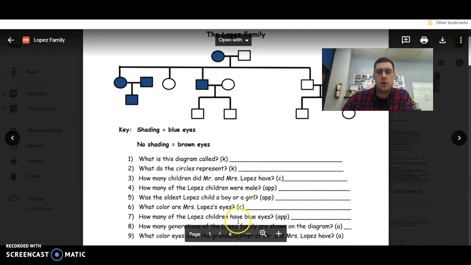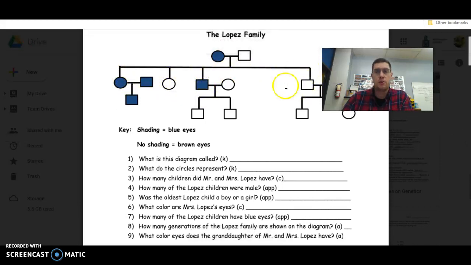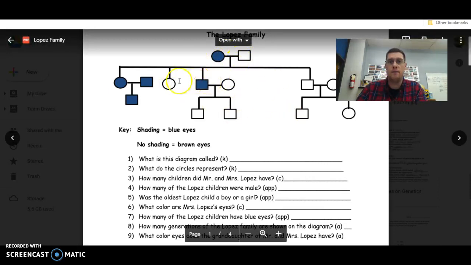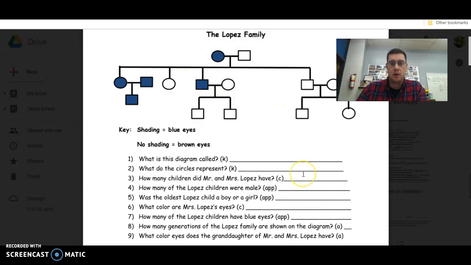How many generations of the Lopez family are shown on the diagram? What is a generation? A generation is a row across or a level, and then you're going to have levels underneath those. Mr. and Mrs. Lopez represent one generation, the oldest generation on this pedigree. Their children are the second generation. And if any of the Lopez children have children of their own, here, here, and over here, then that's the third generation of Lopez members on this pedigree. So 1, 2, 3. There are 3 generations on the pedigree.